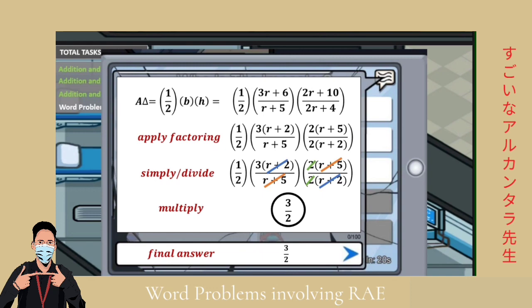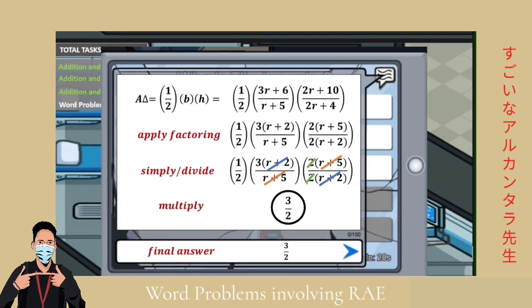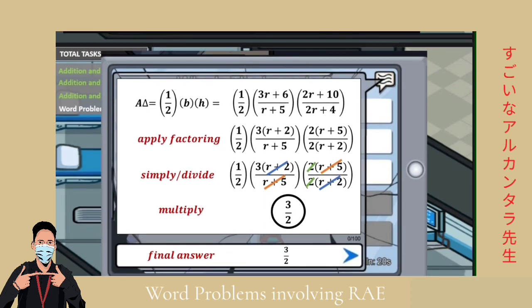Now, we'll try to apply factoring to those parts that we can apply factoring to. If you look at the numerator of the base, which is 3r plus 6, they have a GCF, which is 3. So we factor that out. And then for the second RAE, the numerator is 2r plus 10. We can factor out the 2. For 2r plus 4, we can factor out the 2 also. So that's why we can simplify first the r plus 2's, the r plus 5's, and the 2's. So what we have left is 1 over 2 and 3 in the numerator. So 1 times 3 is 3, and then 2 times 1, the answer is 2. That's why the final answer is 3 over 2.